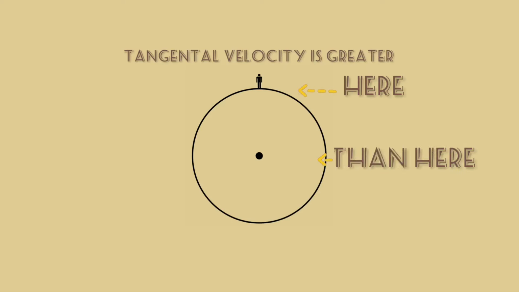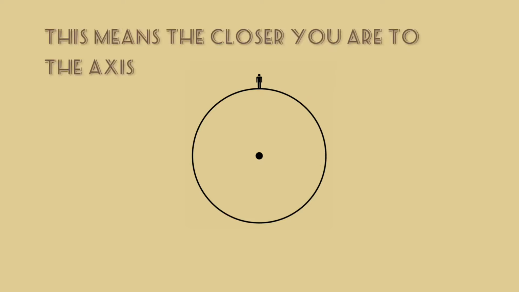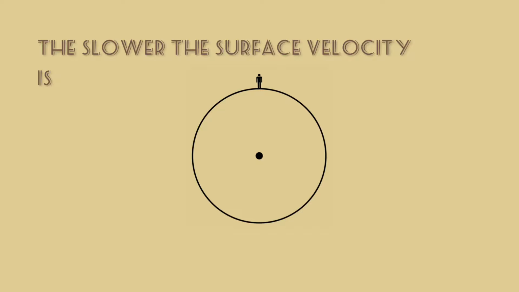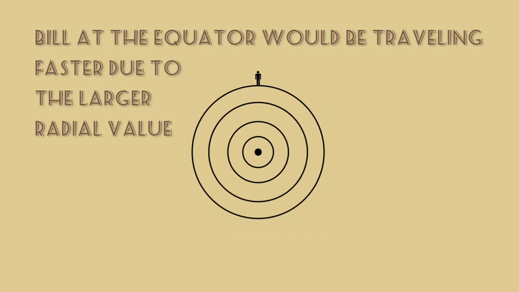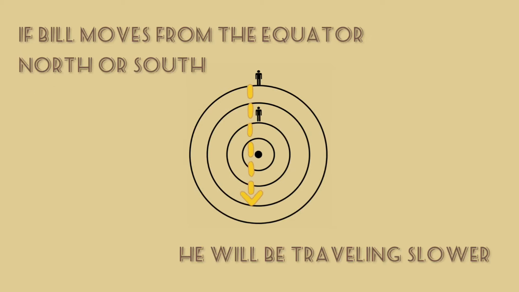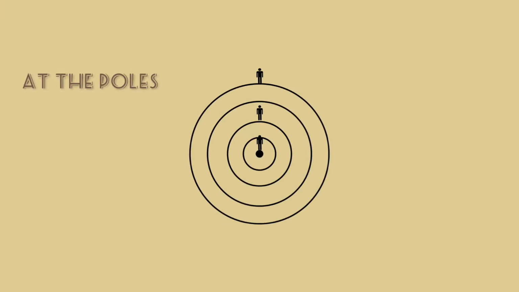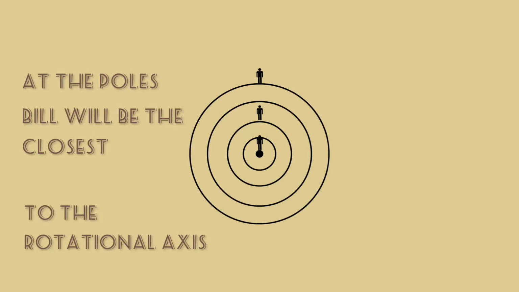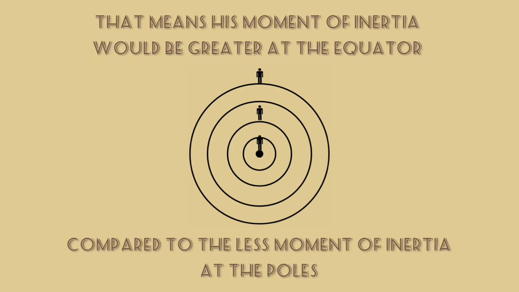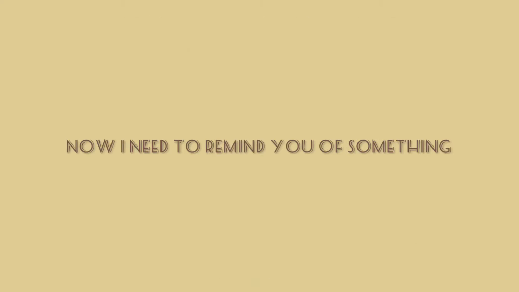Tangential velocity is greater here than here, aka the surface than in the center. This means the closer you are to the axis, the slower the surface velocity is. Common sense. A ball at the equator would be traveling faster due to the larger radial value. The more north it goes, the slower it will be traveling. At the poles, the ball will be closest to the rotational axis, thus it moves slower. That means its moment of inertia would be greater at the equator compared to less moment of inertia at the poles.